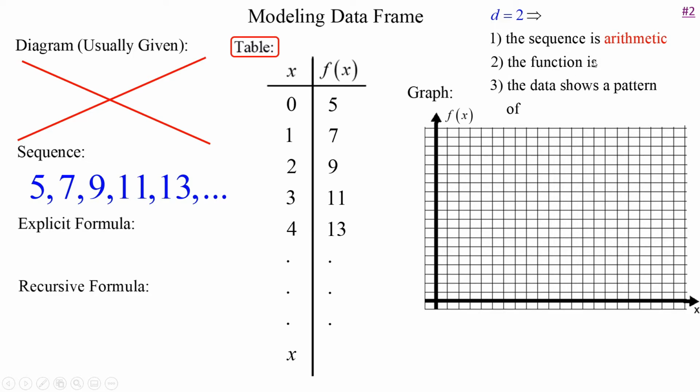Number 2, the function is blank. Well, if my sequence is arithmetic, then my function will have to be linear. So when I graph it, I'll see a pattern that's a straight line. It's actually going to be growing too. But that's number 3. The data shows a pattern of, well, we know it's linear, and because our common difference is positive, we're adding a positive number every time. That's going to be linear growth. Now, let's go ahead and set up our graph to show that.